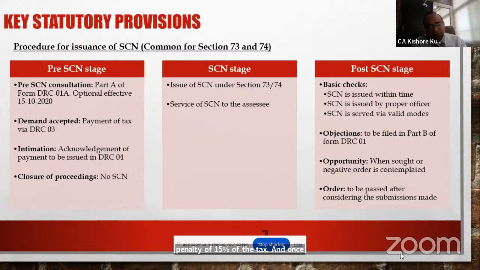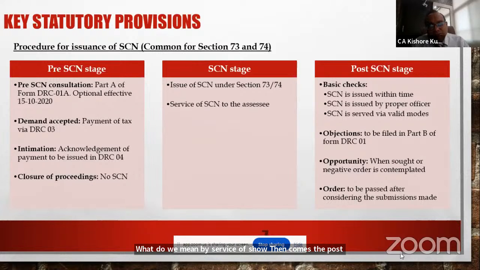Here, the show cause notice will be issued. It will be issued either under Section 73 or under Section 74, and the show cause notice would be served to the assessee. We'll see in the subsequent slides what we mean by service of show cause notice. Then comes the post show cause stage.